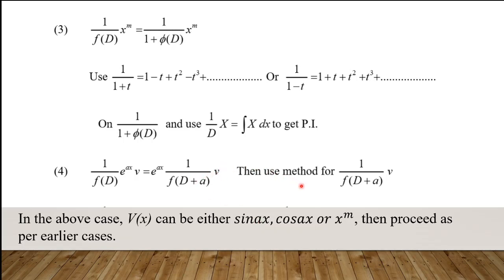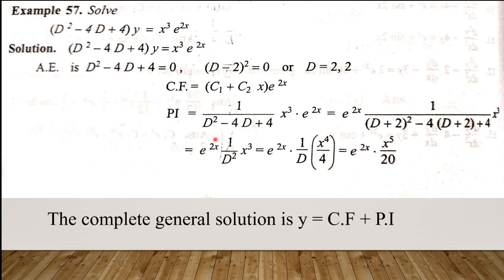If this v is x to the power m, then I will split this denominator as 1 plus or 1 minus something, raise it to the numerator with the negative index, and then simplify as per the case applicable. So one example on this can be a product: d square minus 4d plus 4 into y is equal to x cube into e to the power 2x.